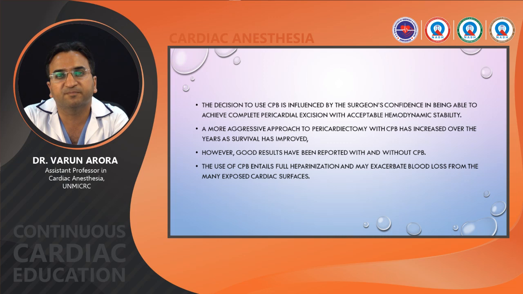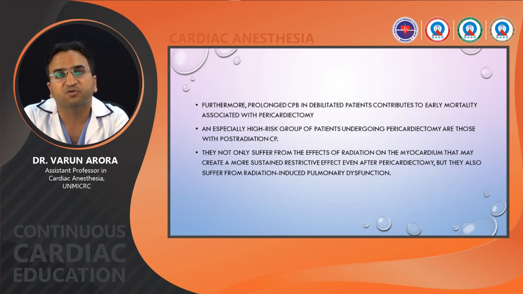The use of cardiopulmonary bypass entails full heparinization and may exacerbate blood loss from the many exposed cardiac surfaces. Further, prolonged cardiopulmonary bypass in debilitated patients contributes to the early mortality associated with pericardiectomy. An especially high-risk group of patients undergoing pericardiectomy are those with post-radiation constrictive pericarditis. They not only suffer from effects of radiation on the myocardium that may create a more sustained restrictive effect even after pericardiectomy, but they also suffer from radiation-induced pulmonary dysfunction.